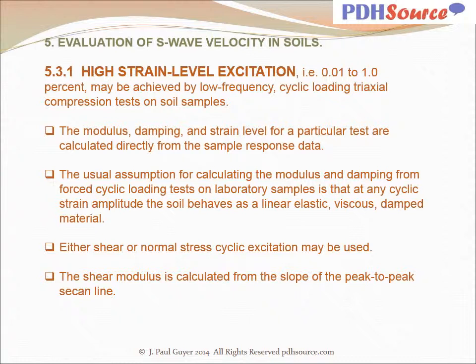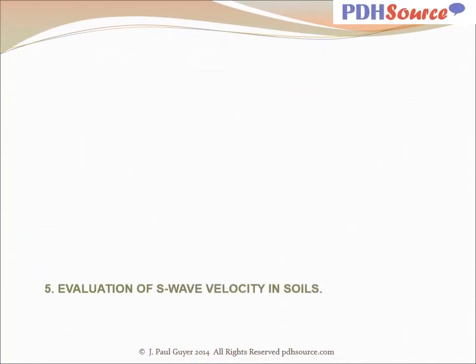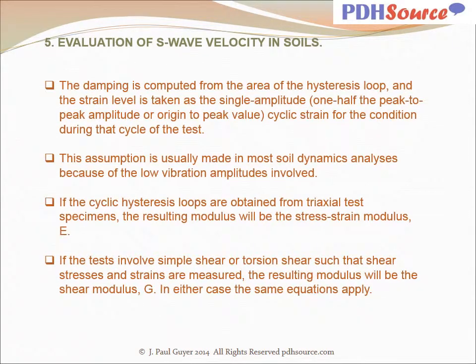The shear modulus is calculated from the slope of the peak-to-peak secant line. The damping is computed from the area of the hysteresis loop, and the strain level is taken as the single amplitude, 1/2 the peak-to-peak amplitude or origin to peak value, cyclic strain for the condition during that cycle of the test. This assumption is usually made in most soil dynamics analyses because of the low vibration amplitudes involved.